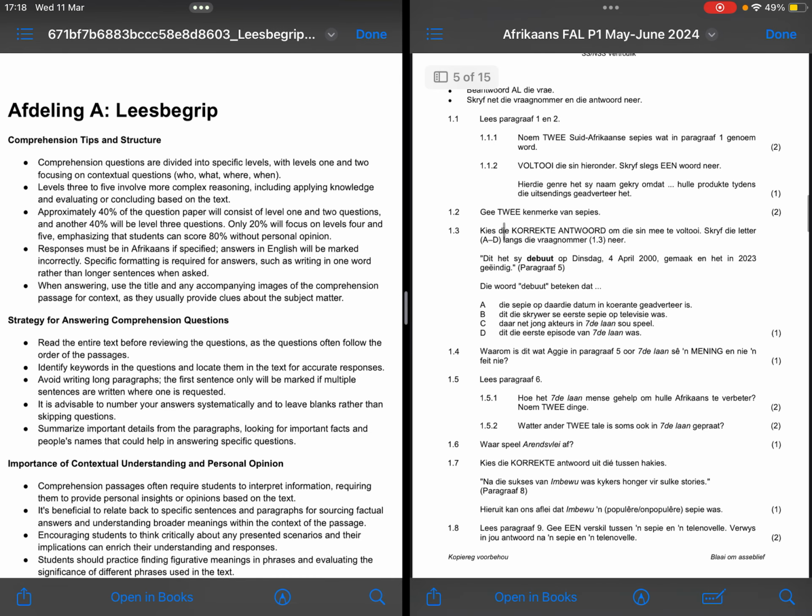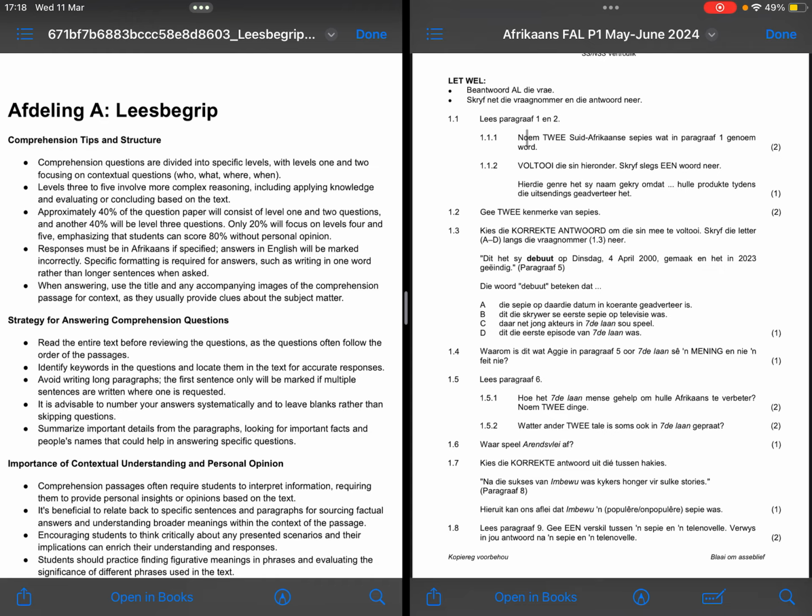So the first thing that you need to understand about Afrikaans comprehensions is that they are always going to be structured in a very similar way. So the first thing, like this tip says, is that comprehension questions are divided into specific levels, with levels 1 and 2 focusing on contextual questions. That means things like who, wie, wat, waar, en wanneer. These kind of things are usually going to be in the first section of your comprehension.